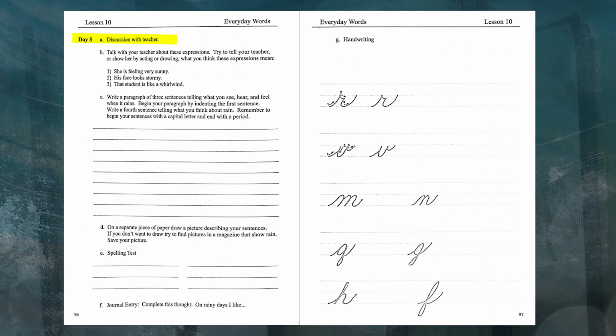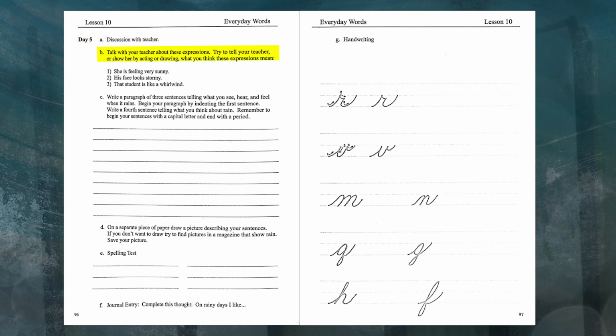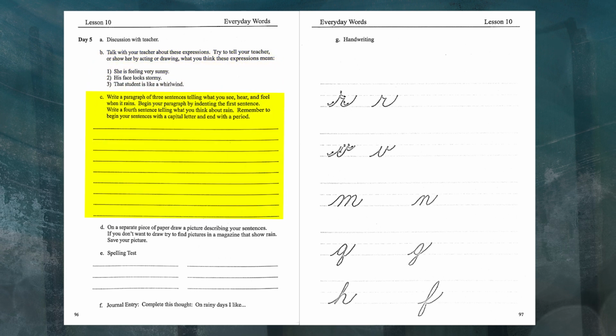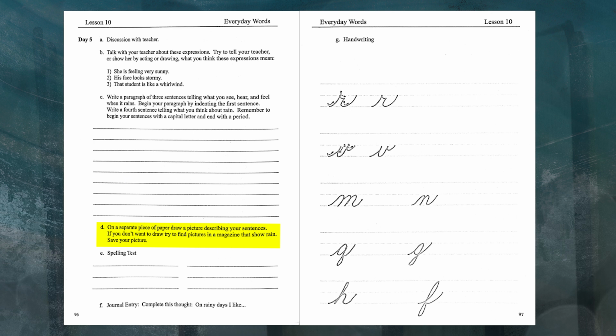Friday, our poem this week is about rain. Discuss what rain sounds like. Weather can describe different kinds of feelings. Talk with your teacher about this. Act them out or perhaps draw them. Write a 3-sentence paragraph about what you see, hear, and feel when it rains. Be sure to indent the first sentence and use correct punctuation. On another paper, draw a picture describing your sentences.